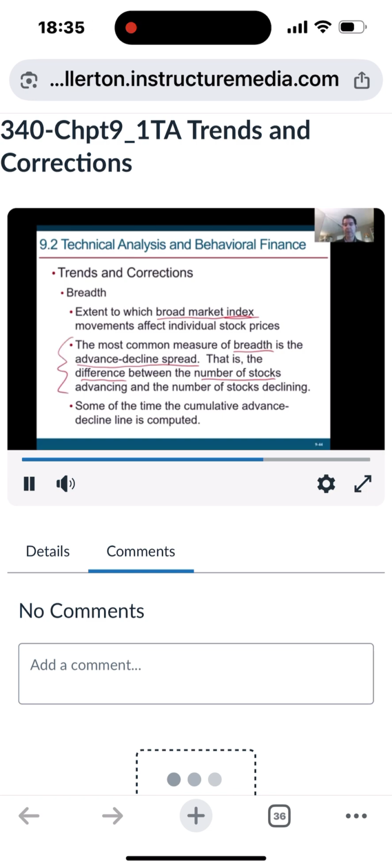Some of the time you can find a cumulative advance-decline line. And what is that? Every day they just see how many stocks are going up minus how many stocks are going down, and they add it to itself every day, and that becomes cumulative over time. I'll show you a simple example of that.